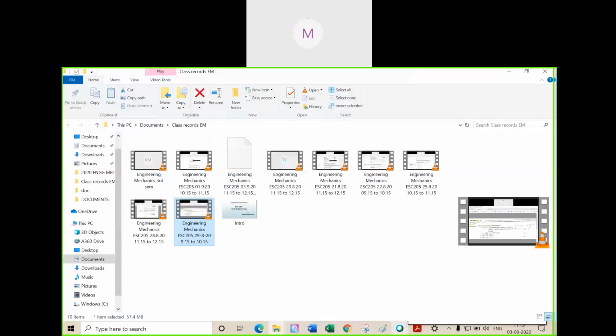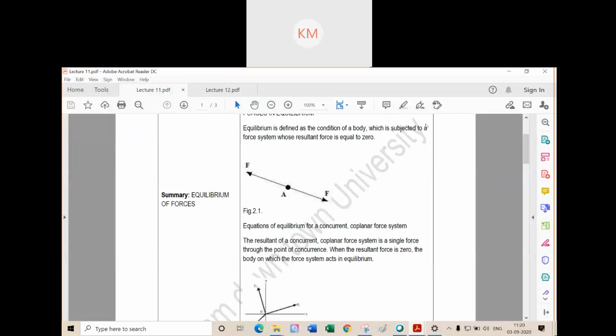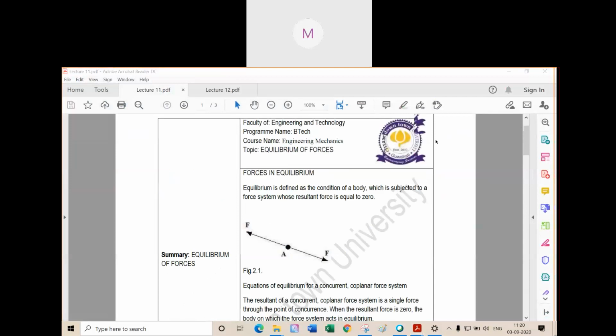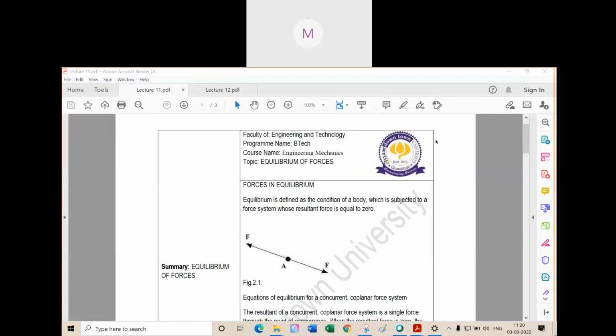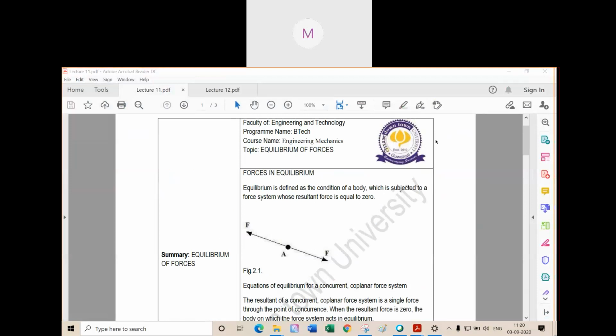Can you all see this? Hello, hello. Well, we can see the slide. Yes, sir, we can see the slide.